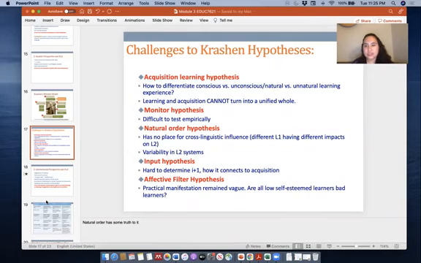For the input hypothesis, it's hard to determine what exactly is a rigorous but not overly challenging input of language. And then the affective filter hypothesis. Here the challenge is that not everyone who has low self-esteem, or has in a way been traumatized by their schooling and educational experiences, can't acquire another language. Many times people are so resilient and brilliant that they are able to acquire a second language despite all the difficulties. So that's a challenge. It's not automatic that if your affective filter is high, you just can't learn. It's not a self-fulfilling prophecy.